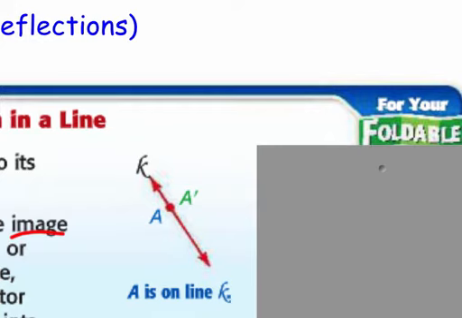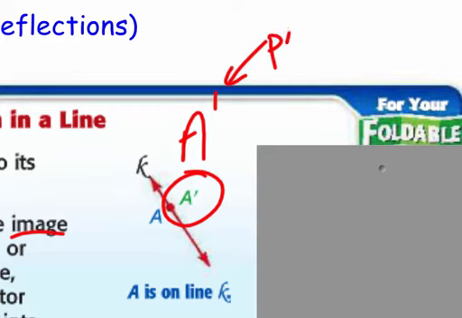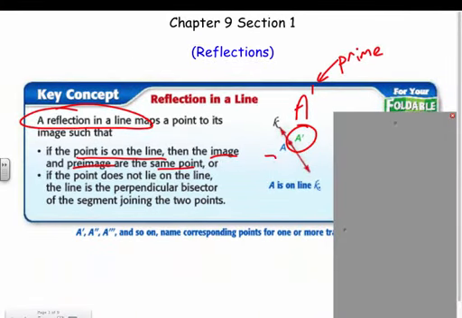So our new point, our new image, we call A prime. That's the A with the apostrophe. We call that apostrophe prime. So that's the new image. A was the pre-image, and A prime is the new image. And if it's reflected on that line, it's just the exact same point.